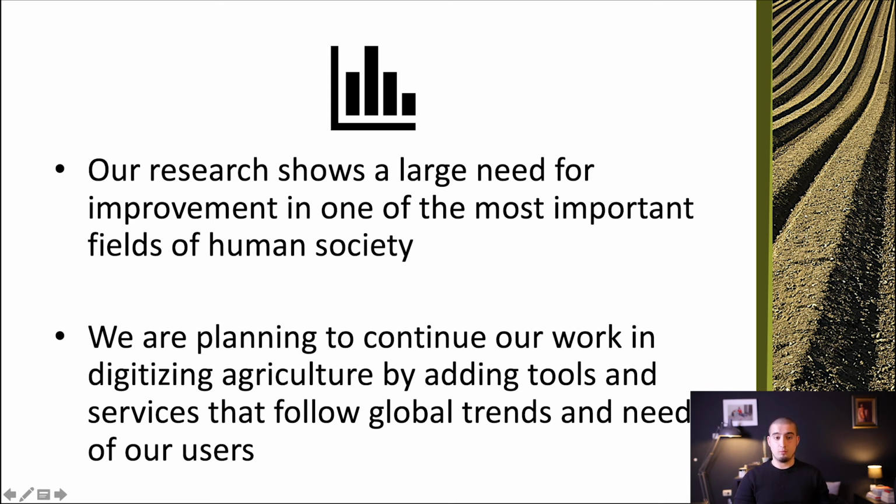This is one of the most important fields of human society. And we're planning to continue our work in digitalizing agriculture by adding more tools similar to this one, and services as well, that follow global trends and needs of our customers.